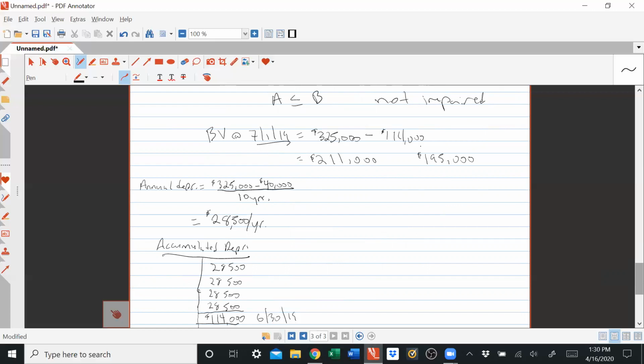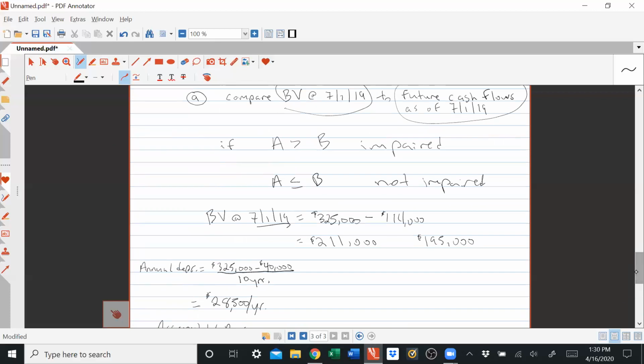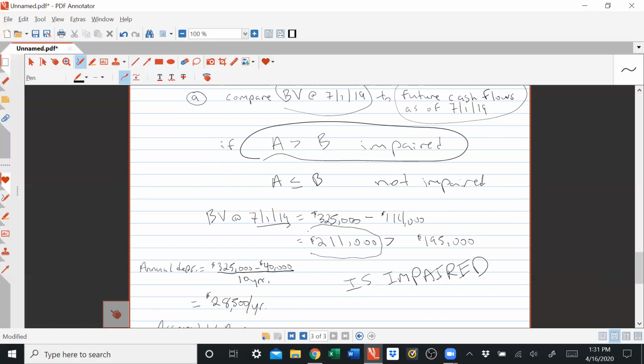If the estimated future cash flows are bigger than the book value, then the asset's not impaired. But if the book value is bigger than the estimated future cash flows, then we're in this case, so the asset is impaired. Answer to part A is impaired. Why? Because the book value of the asset on 7/1/19 is bigger than what we think we're going to get out of the asset going forward.